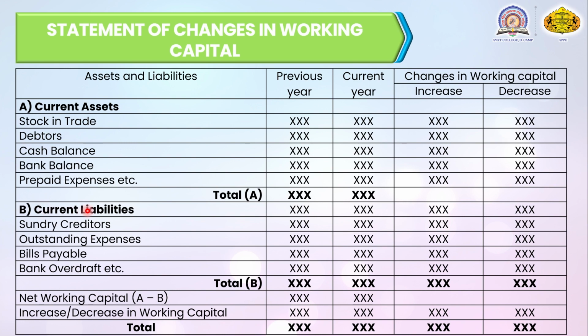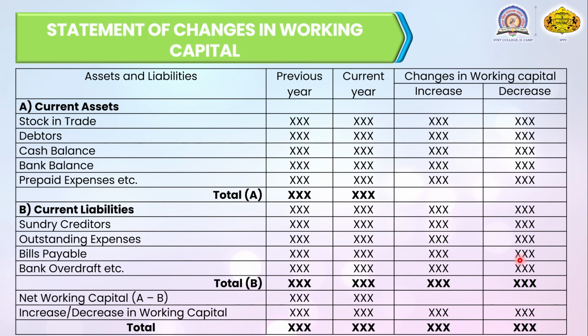Second point is current liabilities. Current liabilities means sundry creditors, outstanding expenses, bills payable, bank overdraft, loan from bank. Current liabilities' effect is vice versa. It means the effect is changed in the decrease and increase columns. The last year or previous year balance of sundry creditors is compared with current year, and the difference between both balances is in the increase or decrease column. Second point is outstanding expenses, compared with last year and current year balances, and the difference is shown in the changes in working capital in increase or decrease column. Bills payable and bank overdraft have the same effect as sundry creditors and outstanding expenses. They are also compared with last year and current year balances, and the difference is mentioned in the increase or decrease column.